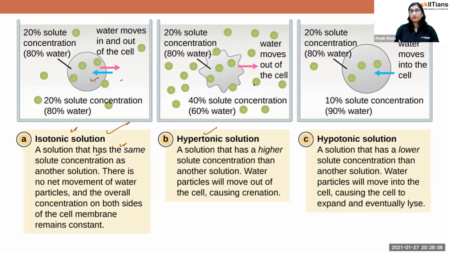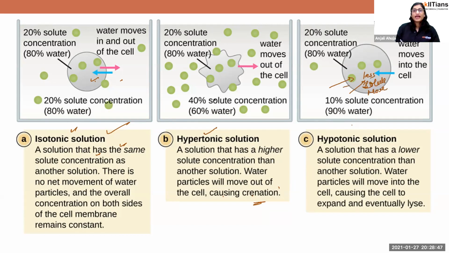Now into the hypertonic. I told you externally water is less. A solution that has a higher solute concentration than another solution. Water particles will move out of the cell causing crenation. Crenation is another phenomenon, I'll explain it. In the hypertonic solution here, water is moving out. And here 40% solute concentration, that's correct. And in hypotonic here, water moves inside. Is that clear? Because inside, water concentration is less and solute is more.